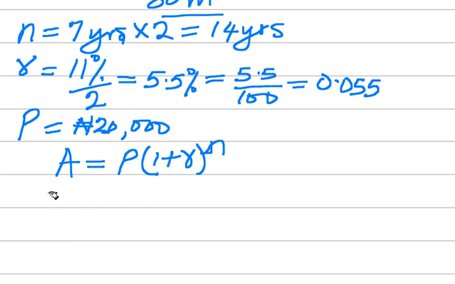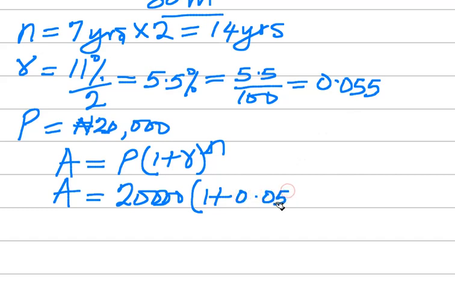So in this case, we now substitute: A should be equal to P, which is 20,000, bracketed 1 plus R, which is now 0.055. Then we'll close up, and raise everything to the power N, and N now is 14 years. So 14 will be coming up here. Let's try to put it very well: 14.